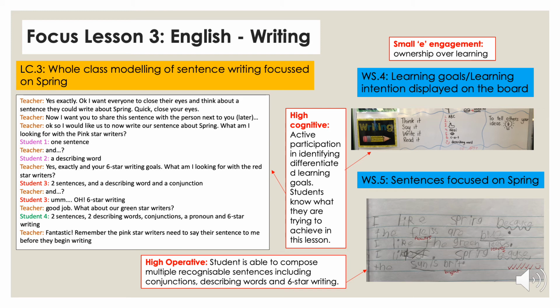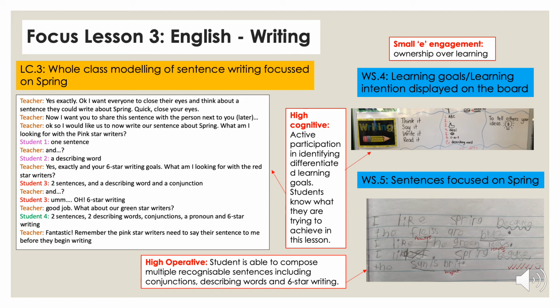The third lesson was an English writing lesson based on the characteristics of spring. Students were asked to write one sentence or more using their 6-star writing checklist and include describing words and conjunctions. Learning Conversation 3 provides evidence of the high level of engagement students displayed during the whole class modelling stage of the lesson and their ability to recall their individual goals based on their ability level.